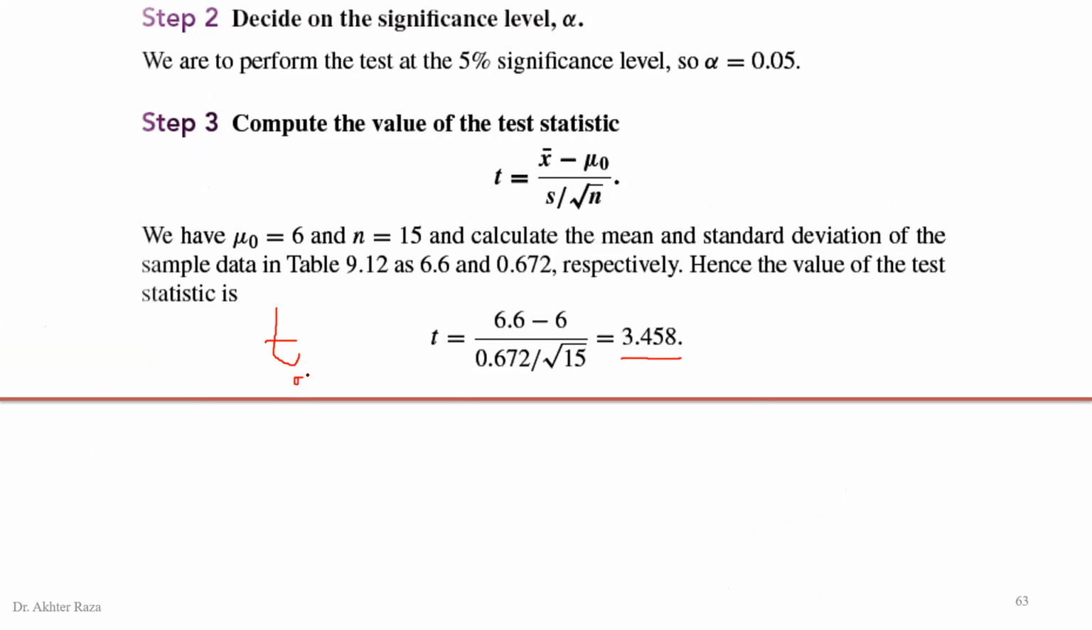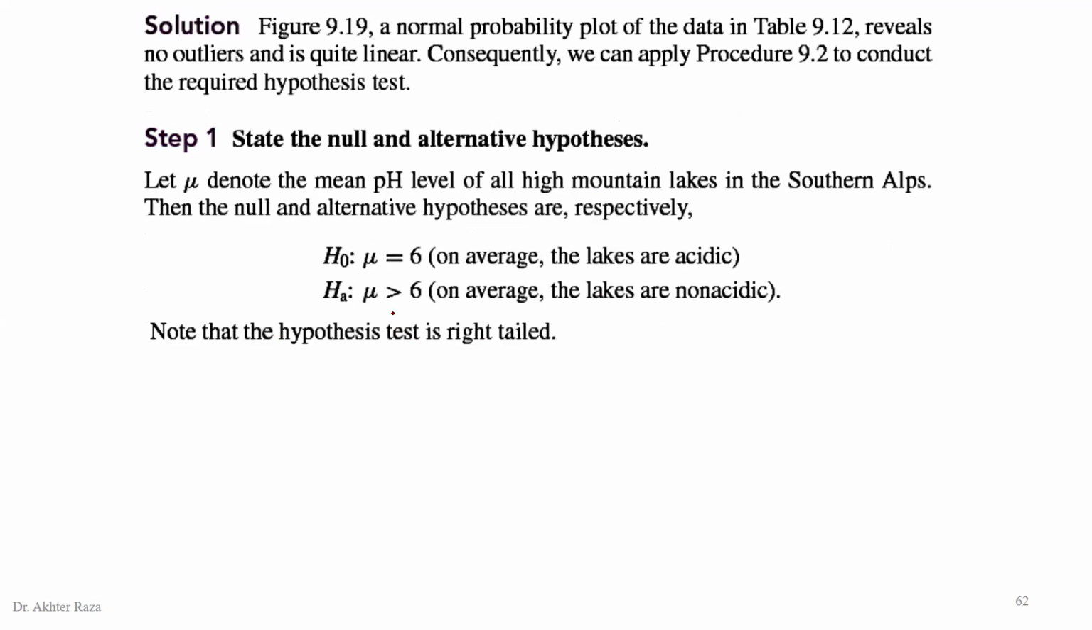Now, if we are interested in the critical region approach, we will use alpha 0.05, and the right tail test will be used because it is greater than. So what will our critical region be? The critical region will be greater than the critical value, the arrow is towards the right. So this is the critical region.